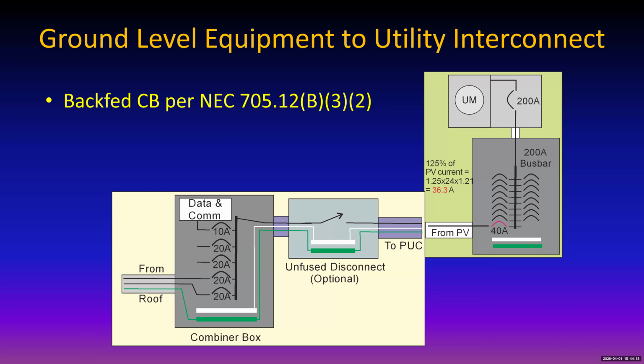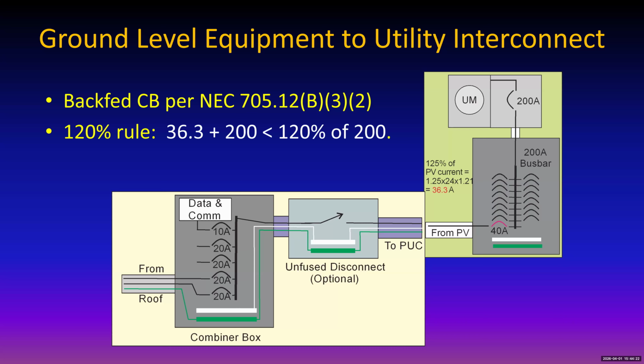NEC, National Electrical Code 705.12(B)(3)(2) says if the output of PV, that is 125% of the PV output current, plus the rating of the main disconnect does not exceed the rating of the bus bar, well, I got it cut off.